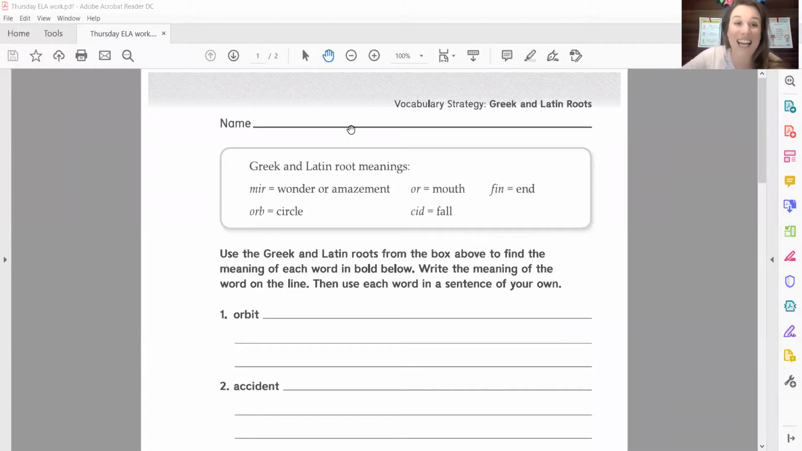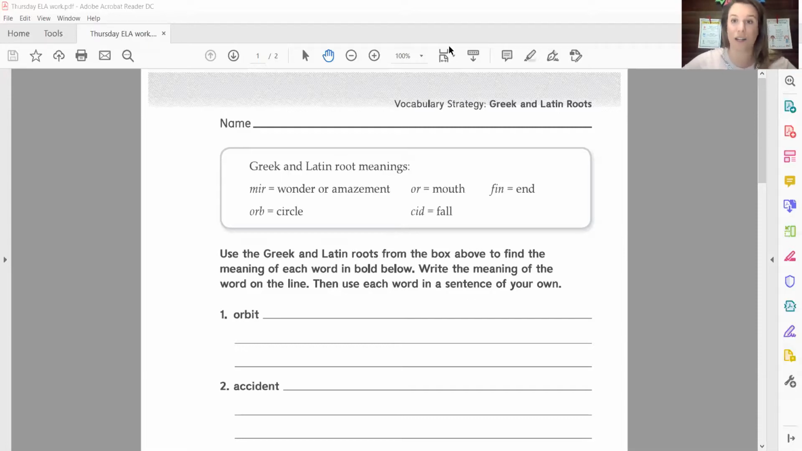Here is the beginning of your assignment. It said Greek and Latin root words. So mir means wonderful or amazing. Or means mouth. Fin means end. Orb means circle. And sid means fall. So you had to go back into the reading of John Glenn and look at these words to figure out what they meant. Use the Greek and Latin word root from the box above to find the meaning of each word in bold below. Write the meaning of the word on the line, then use it in a sentence.